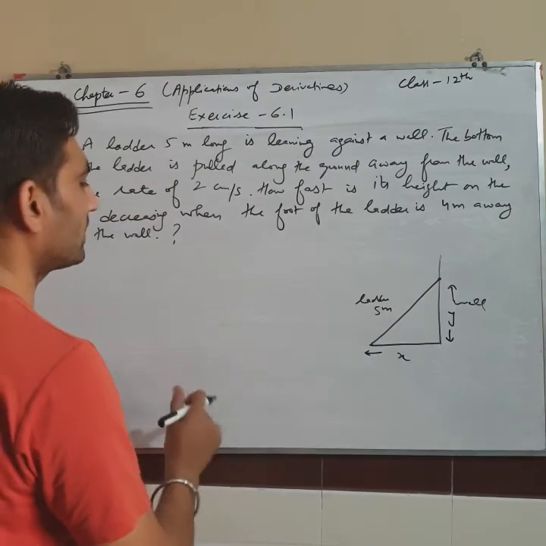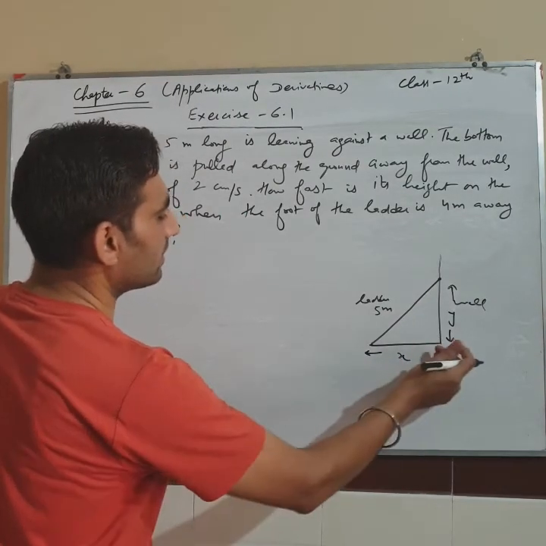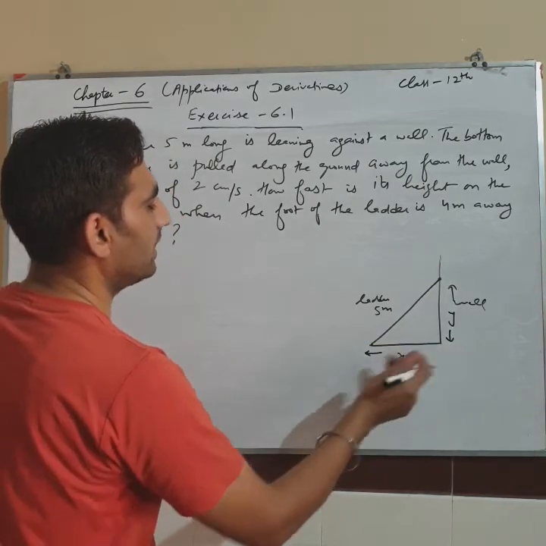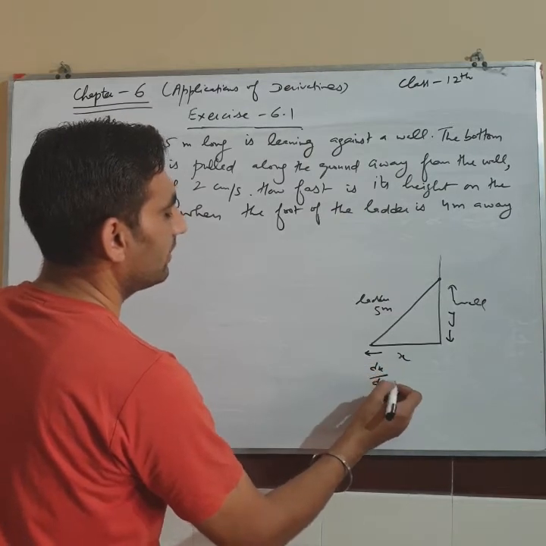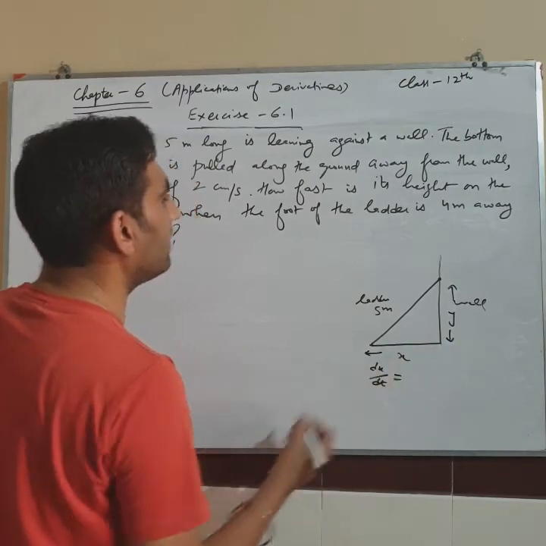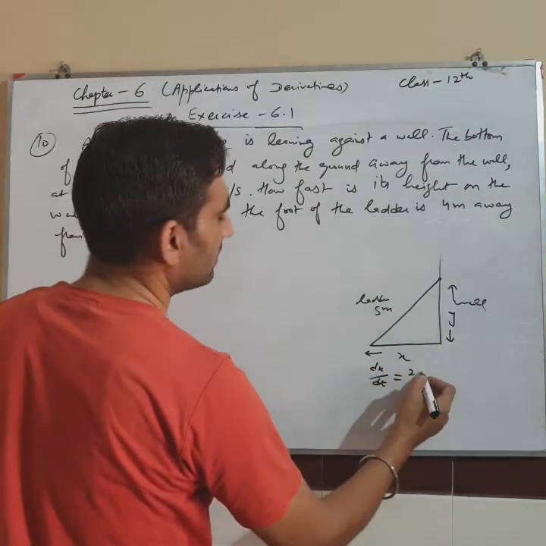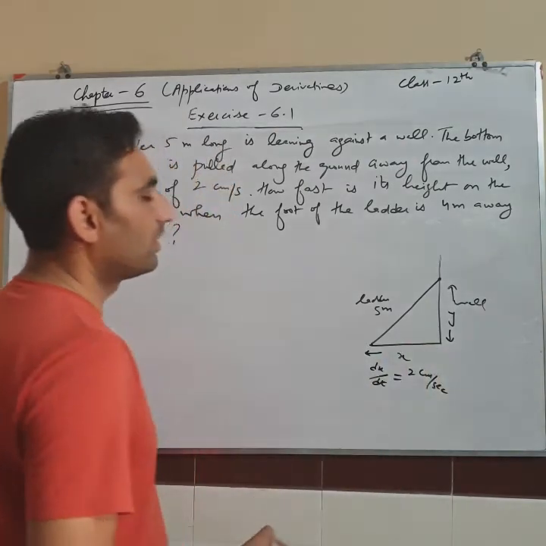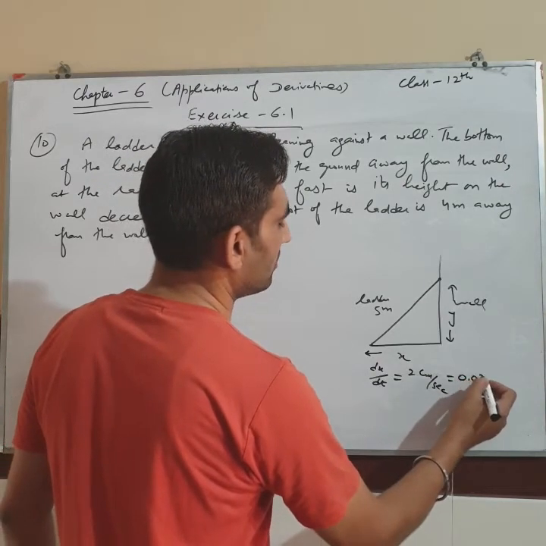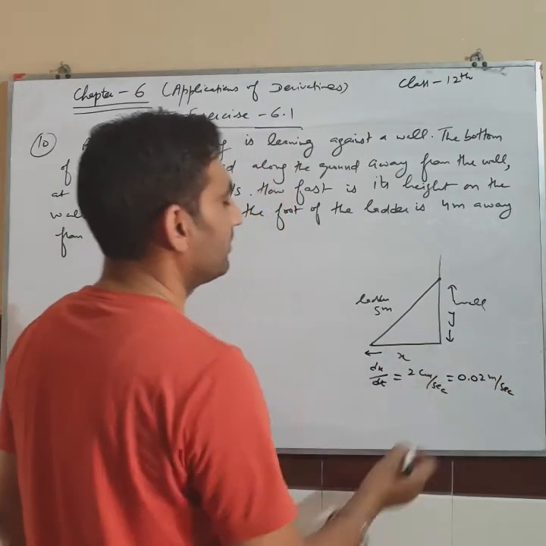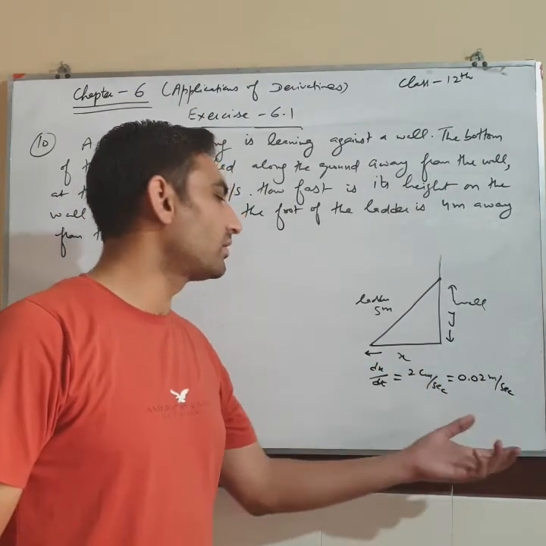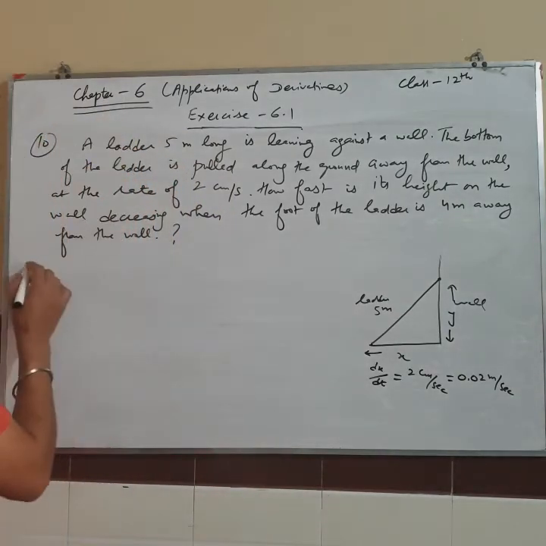See what is the calculation here, what is given? The foot of the ladder is going away from this wall, means dx over dt is changing with respect to time, but it is increasing. That's why it will be positive 2 centimeter per second. Or we can say it is in meters, 0.02 meter per second, because it is in centimeter, 100 centimeter equal to 1 meter, so it will be 0.02 meters per second.